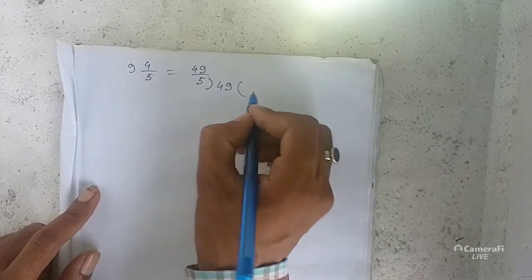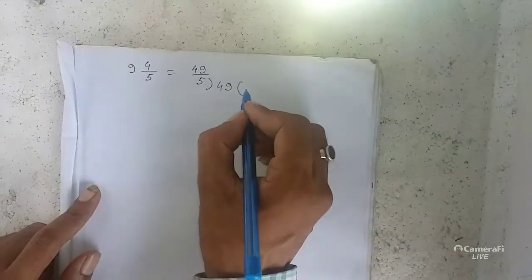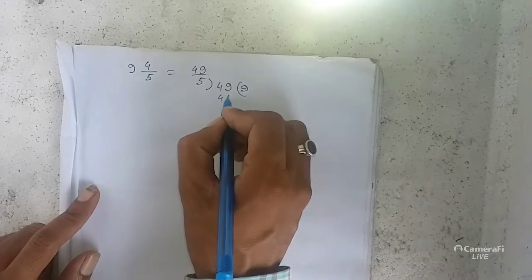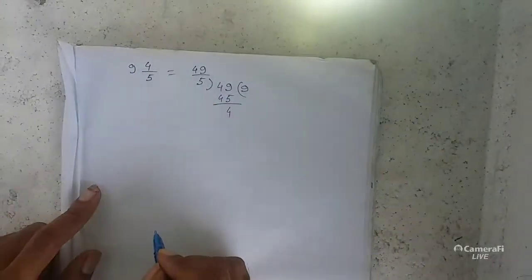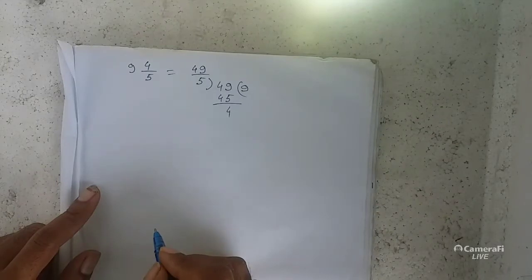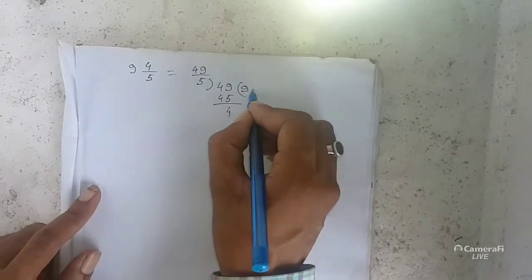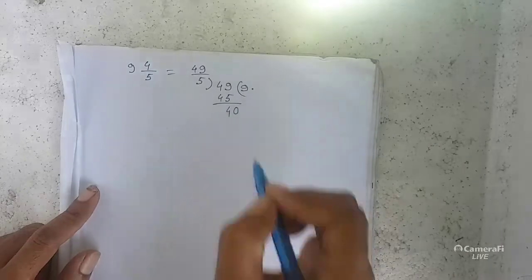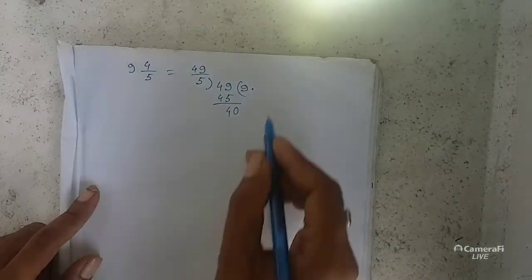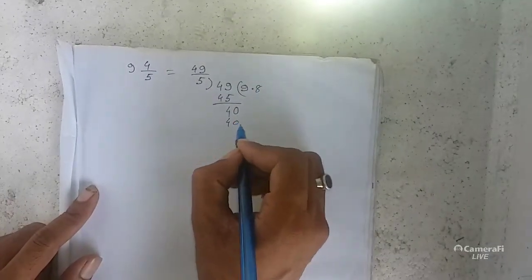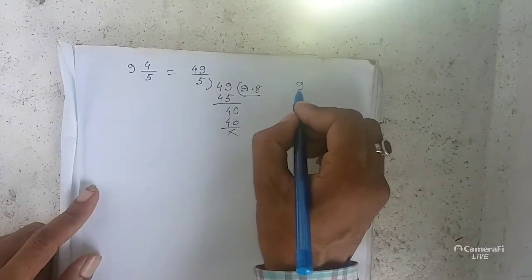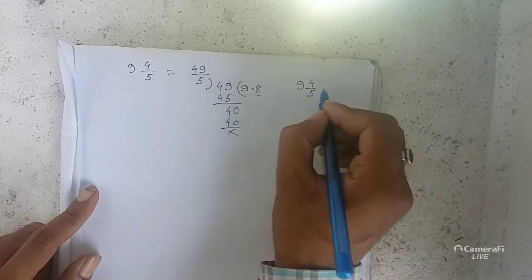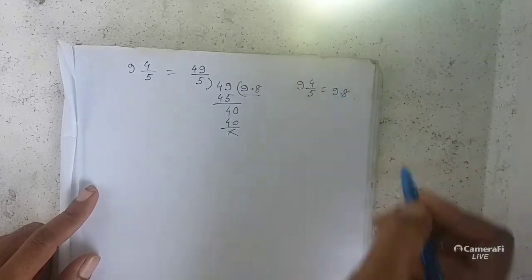Now, as previously, we will divide: 5 nines are 45, subtracting we get 4. After that division is not possible, so take a 0 and get a 0, take a decimal and get a 0. 5 eights are 40. So the decimal number becomes 9.8. So 9 whole 4 by 5 means 9.8.